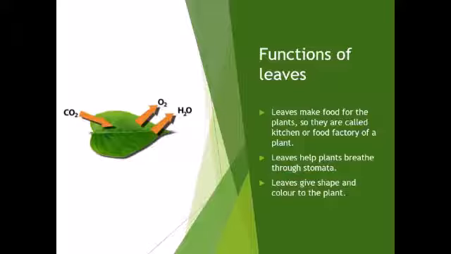Now next we will discuss functions of leaves. We know that leaves make food for the plant, so they are also called the kitchen or food factory of a plant. Why are they called kitchen or food factory? Because they make food for the plant. And leaves also help plants to breathe through stomata, and leaves give shape and color to the plant. The plant appears green because of the green leaves.